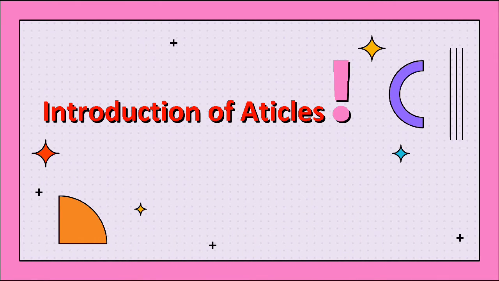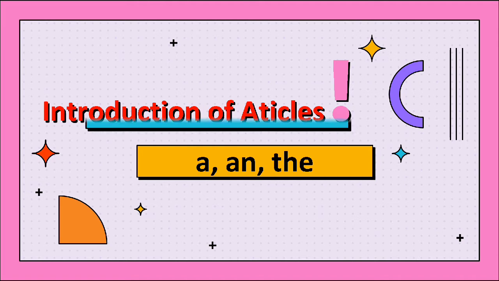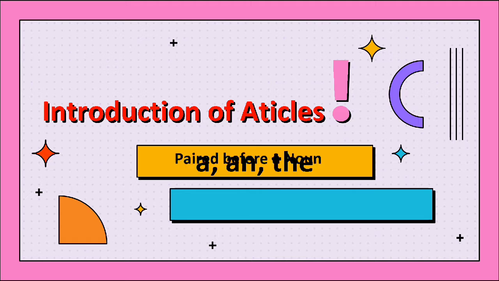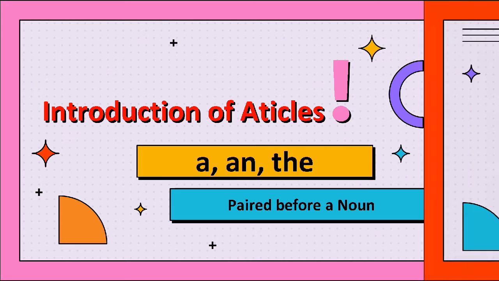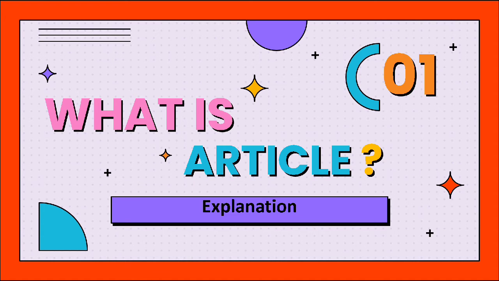In this video, I will explain the introduction of articles. Before moving on to the material, of course, we are familiar with words such as a, an, and the, which are usually paired before nouns. These auxiliary words are part of the material that will be explained, namely the article. What is an article? Do you know, guys, what an article is? Let's move to the explanation.